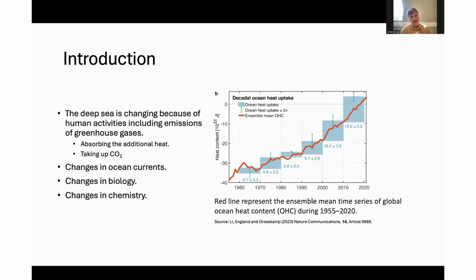I probably don't have to present this in very much detail in this forum, but of course, we know that our oceans have changed, and the deep sea as part of our oceans is changing because of human activities, including emissions of greenhouse gases. The ocean plays an important buffer in our climate system, so it's taking on lots of additional heat, but also taking up anthropogenic CO2. And that has created change in ocean currents, in biology, and in the chemistry of our seawater. I think you're much better equipped than me to understand all of these changes.